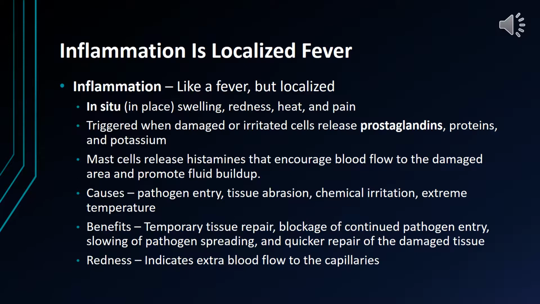Inflammation is essentially just localized fever. So we say that it's in situ, or in place: swelling, redness, heat, and pain. And inflammation is triggered when damaged or irritated cells release hormones or chemicals called prostaglandins, proteins, and potassium. Mast cells, which are a type of leukocyte, release histamines that encourage blood flow to the damaged area and promote fluid buildup. And the causes of inflammation include pathogen entry, tissue abrasion, chemical irritation, and extreme temperature.